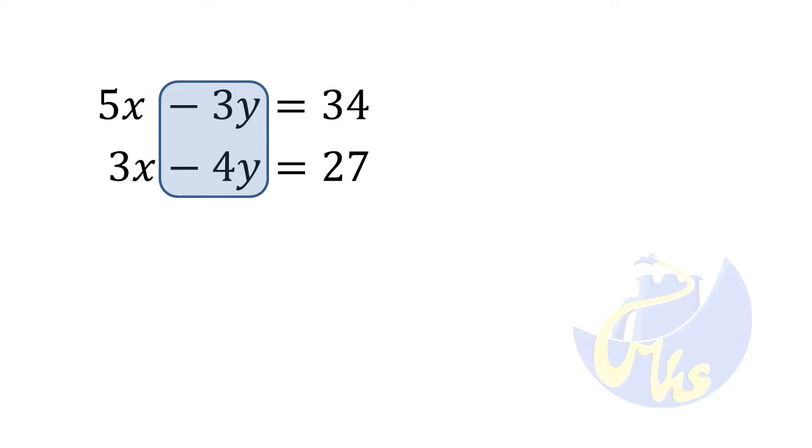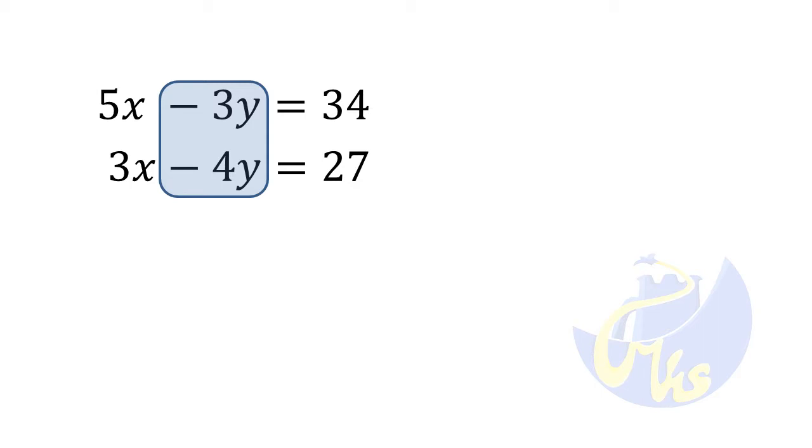So the idea is to multiply one or both equations by any numbers you want to, so that these terms will match up a bit better. The easiest way to figure out what you've got to multiply by is using the lowest common multiple. So if you look at the 3 and the 4, the lowest common multiple of those two values is 12.